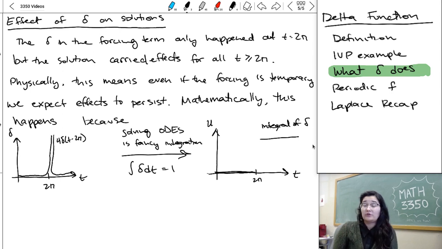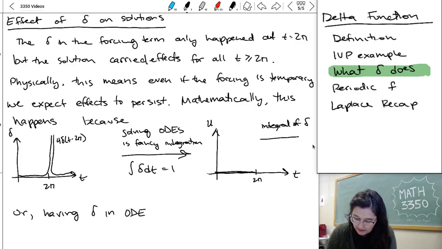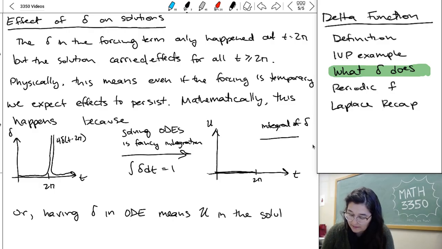The long story short of this, that you all might care about, is that anytime you have delta in your ODE, you will have u in the solution. If you take Laplace of a delta function and do not introduce your Heaviside function at some point, it means something went wrong. So just watch out for that.